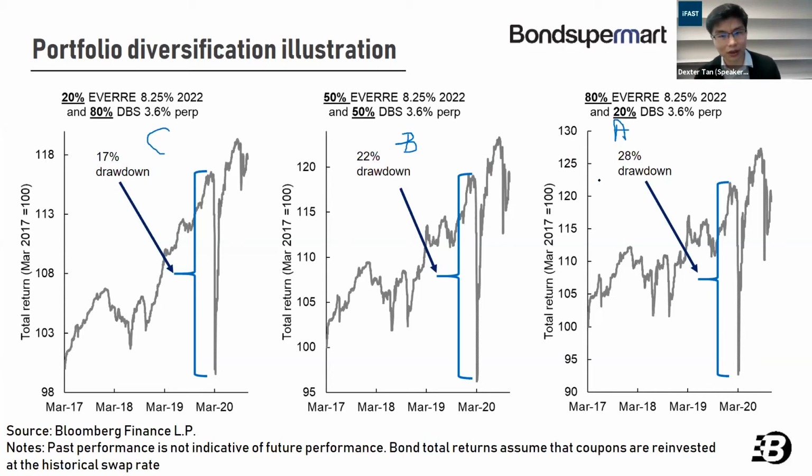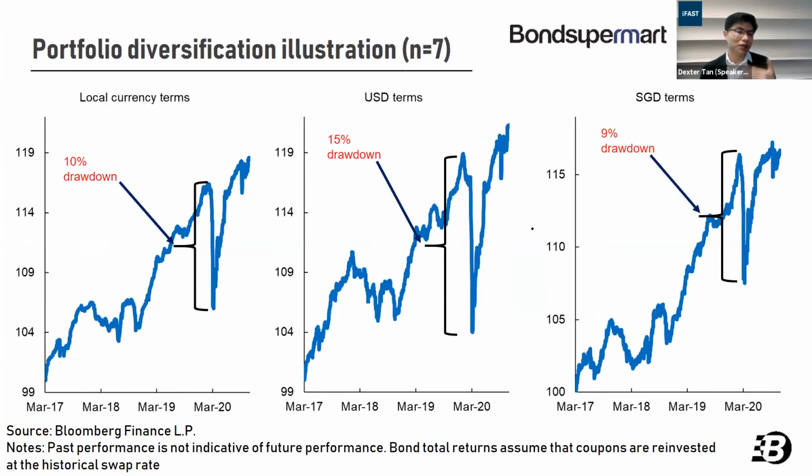As you can see, the drawdowns for each of these situations are 17% in the conservative example, 22% in the balanced, and 28% drawdown in the aggressive portfolio.